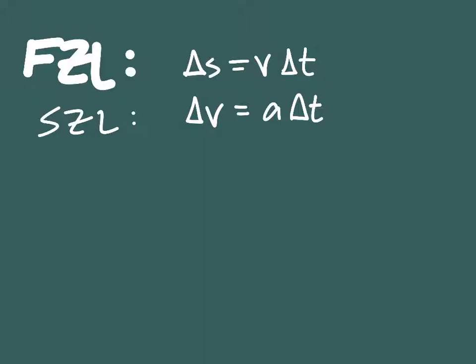There's something in these equations that they have in common. In fact, there's something in these two equations that is identical. What is the same? Change in time is the same. The time that it took to change position is the same time that it took to change speed. So we have this feature of delta t equals delta t.